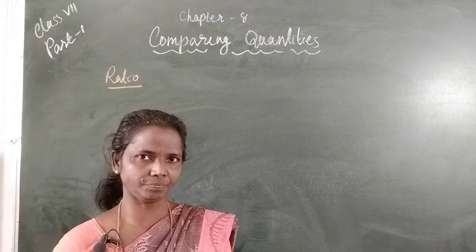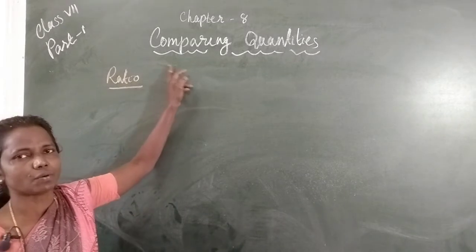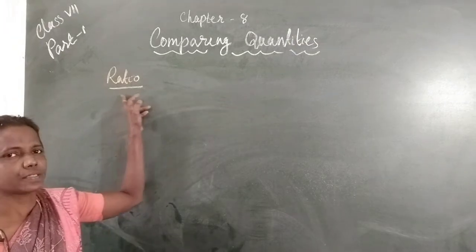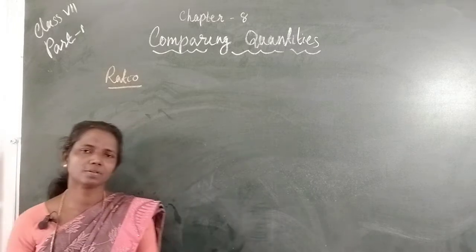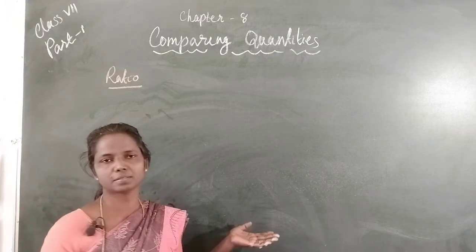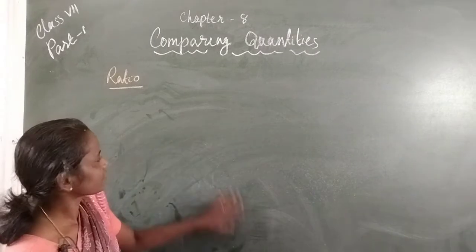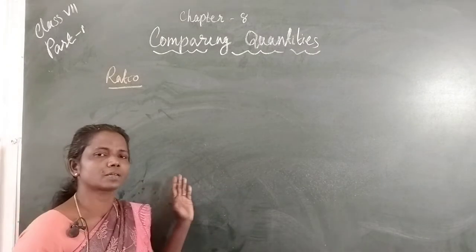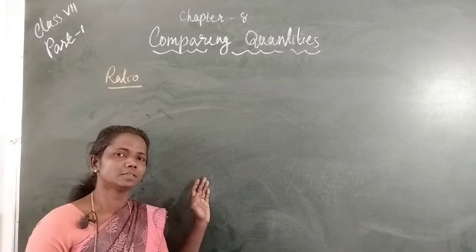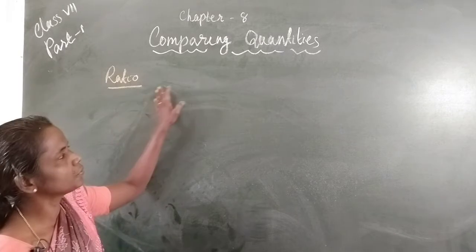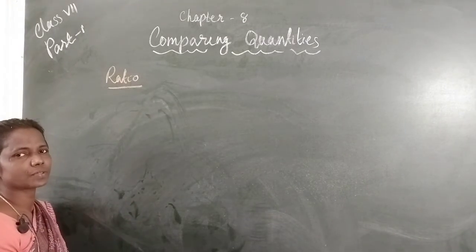Hi children, today I am going to start chapter 8, comparing quantities. Then we know what is ratio. Ratio means comparing two quantities. In our daily life we are comparing quantities that may be height, weight, salary, marks, etc. The ratio of two quantities of the same kind and in the same unit is the fraction that one quantity is of the other.